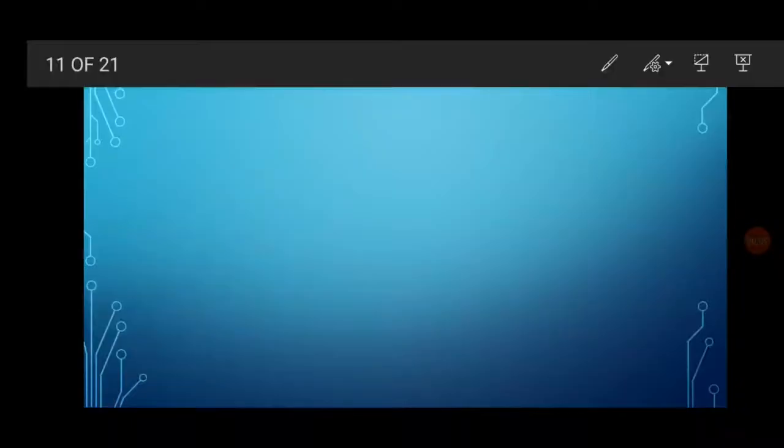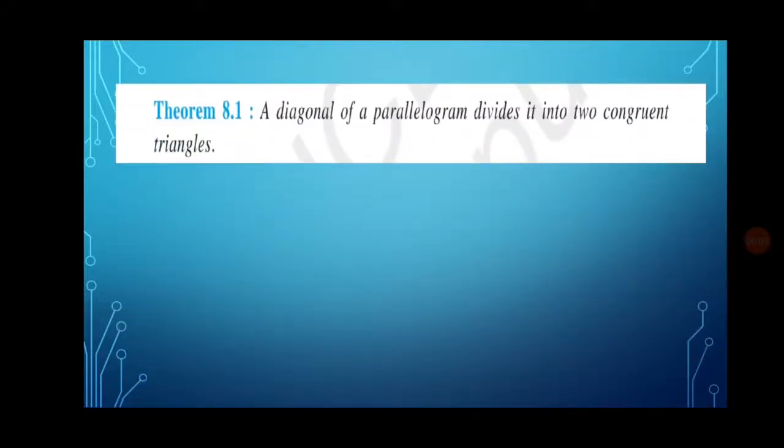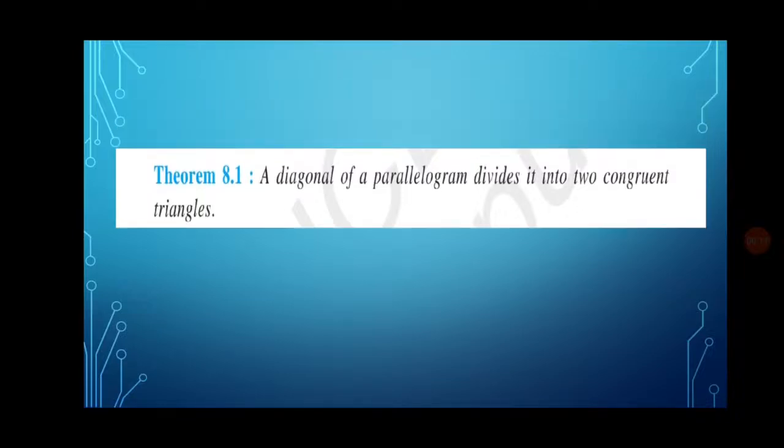Let's start our theorem. Our first theorem. A diagonal of a parallelogram divides it into 2 congruent triangles. Just now we have seen the diagonal of the parallelogram or any quadrilateral will divide it into 2 triangles. We have to check whether it is congruent or not. Okay. Let's see this through an activity.